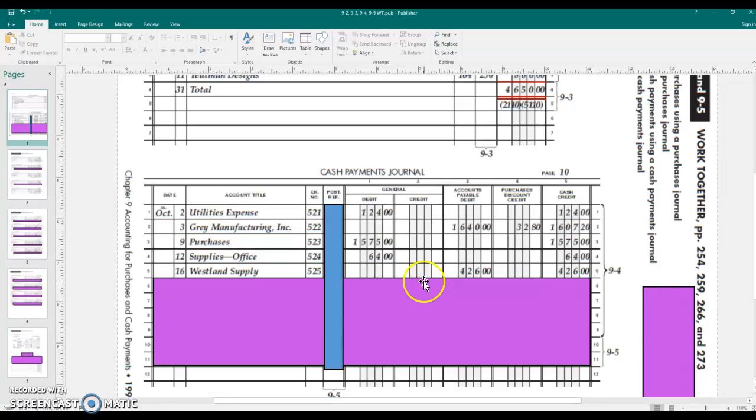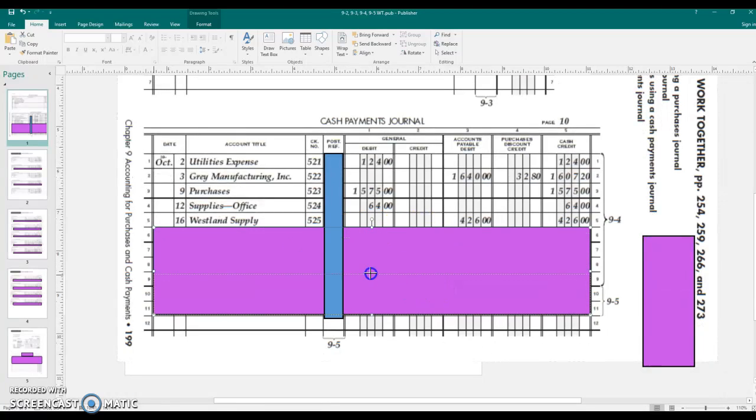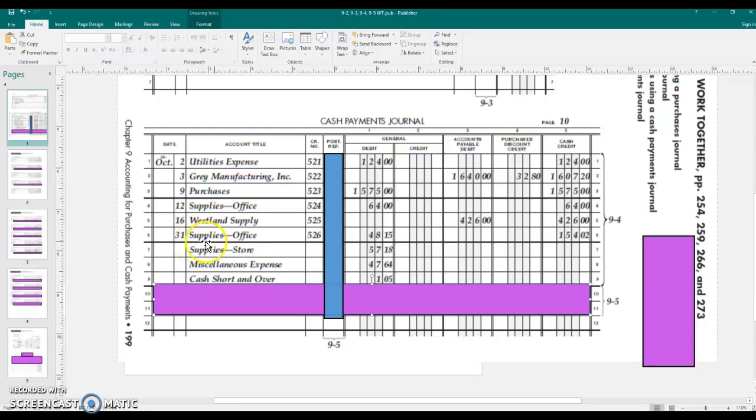So let's go back over here to our cash payments journal. Put in the date. We have supplies office, check number 526, supplies store, miscellaneous expense, cash short and over. Since it was short, it is debited. So $48.15, $57.18, $47.64, and $1.05. These debits add up to this one cash credit of $154.02. Once again, this comes straight from the petty cash report. This is an example of every single one of them that we just learned about in our notes.